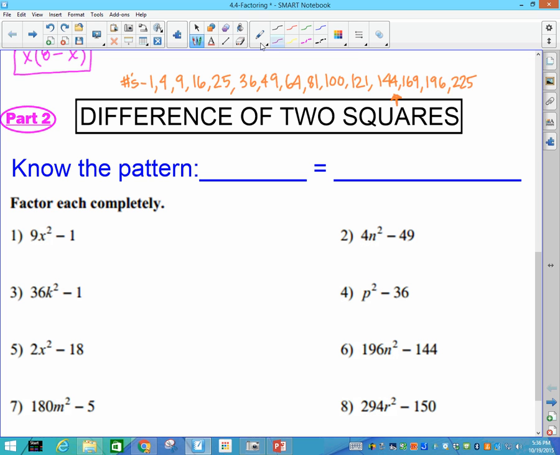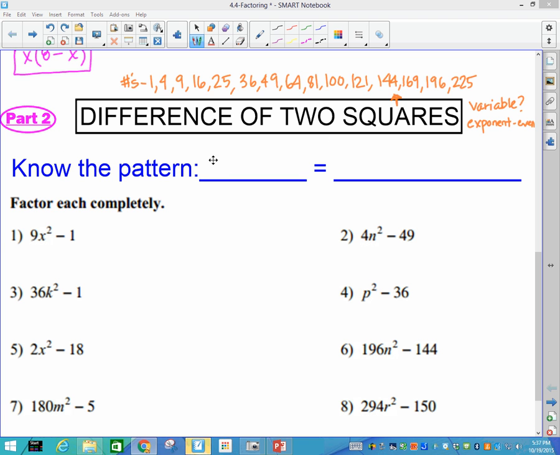So the other one that is a perfect square, how do we know if a variable is a perfect square? Well, you know that a variable is a perfect square if the exponent is an even number, because you're just going to cut it in half. If the exponent is even, then we know that we have a perfect square. So let's go see what's going to happen. The difference of two squares.